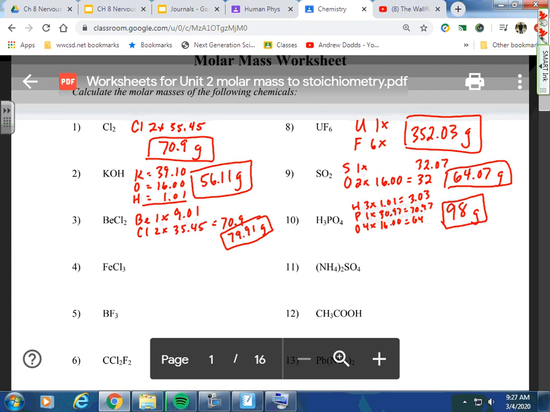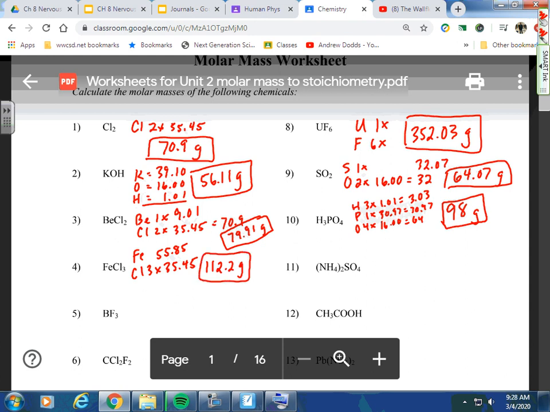All right. FeCl3, that's Fe 1 time and Cl 3 times. So I know Cl's mass already. We've used it a few times. Fe is 55.85. So if I take 35.45 and multiply it by 3, I get 106.35, and then add iron, 55.85, and I get 112.2.